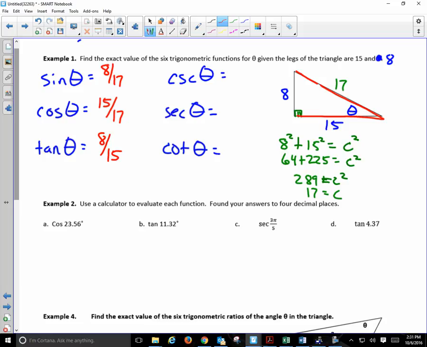Now, Haley asked about writing information down for this side on the previous page. I don't bother because all we have to do is, what do we do with this number to get that number? Reciprocal.